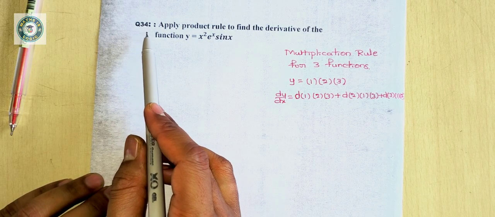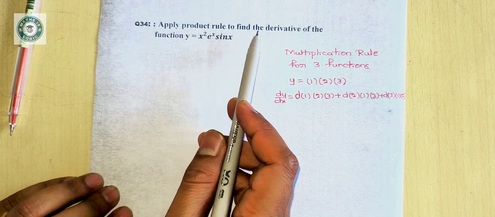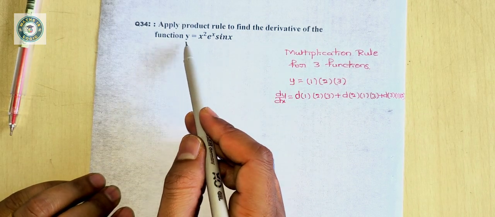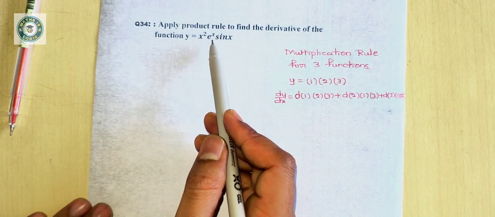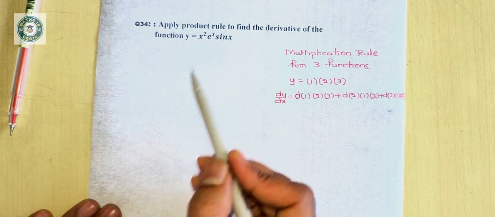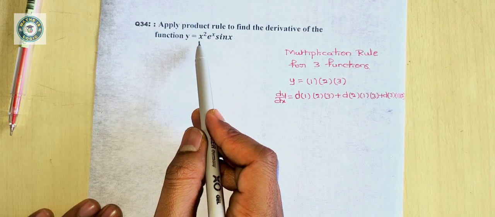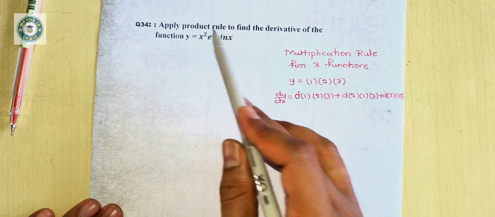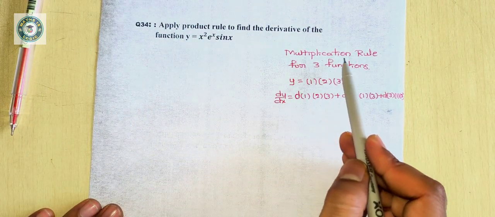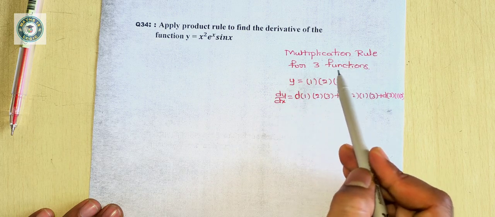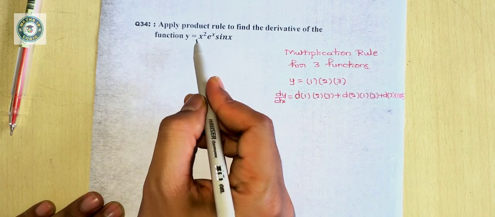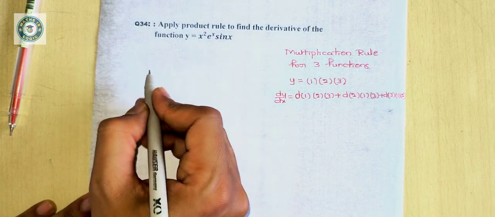Next, question number 34. Apply the product rule to find the derivative of the function y is equal to x square e power x sin x. To solve this example, we are going to apply the product rule, also called the multiplication rule, for how many functions here? Three functions, because three functions are given.